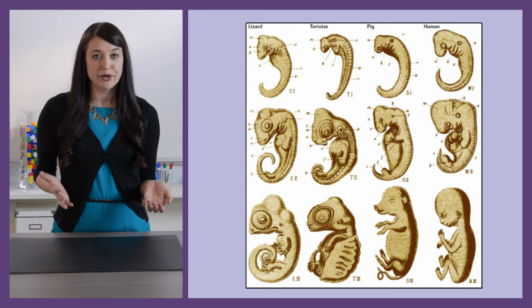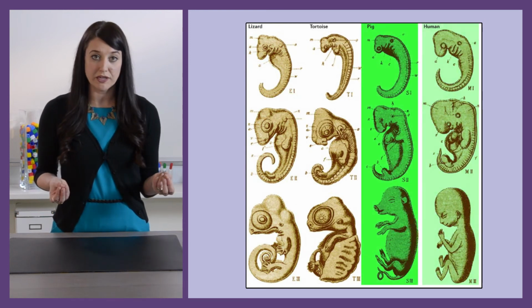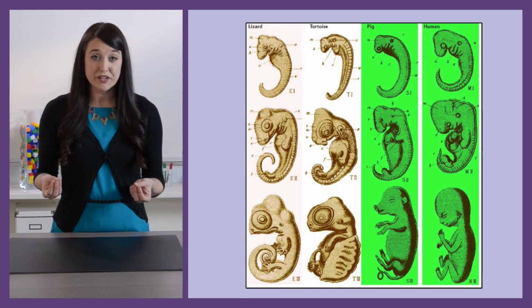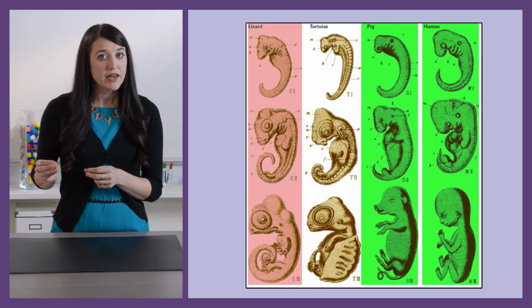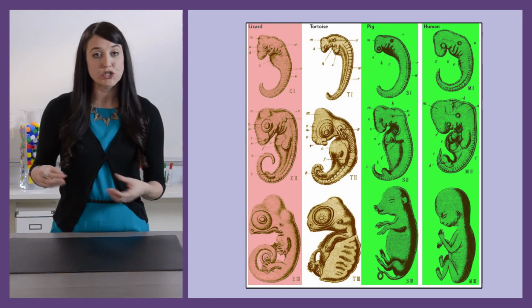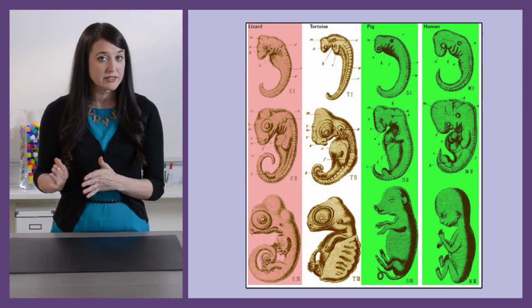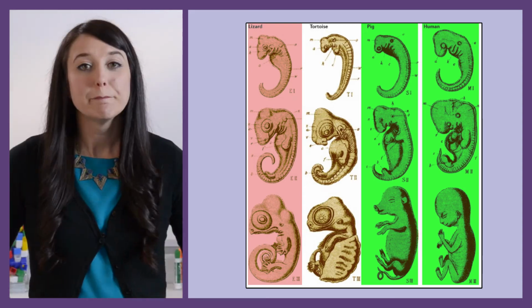Now look at the embryos of a pig and a human. Compared to the lizard and the human at the same stages of development in the embryo, the human and the pig have much more similarities, which shows that they have a much more recent common ancestor.